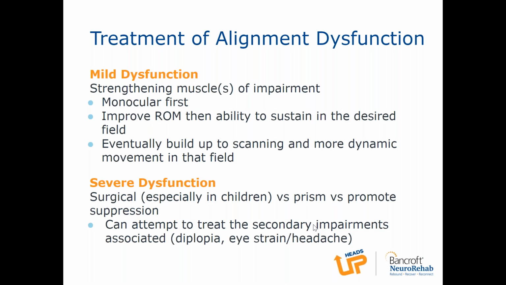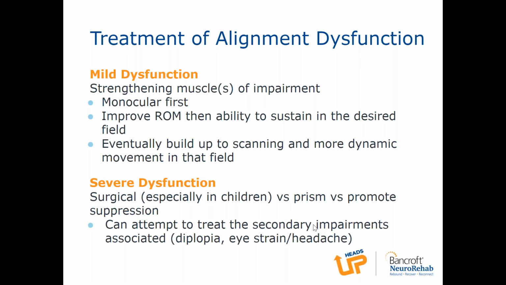Severe dysfunction, meaning more of those tropia, oftentimes they can do something surgically. This is especially in children, they're more inclined to do. It does have a high rate of failure, so there's a lot of pros and cons you have to weigh. Your other options are some kind of prism lens, which we'll talk about a little later on, that can help redirect the midline of the eye, or we look to promote suppression. And we're going to talk about suppression more in detail, but essentially you're teaching the brain to turn off that image that that impaired eye is bringing in.